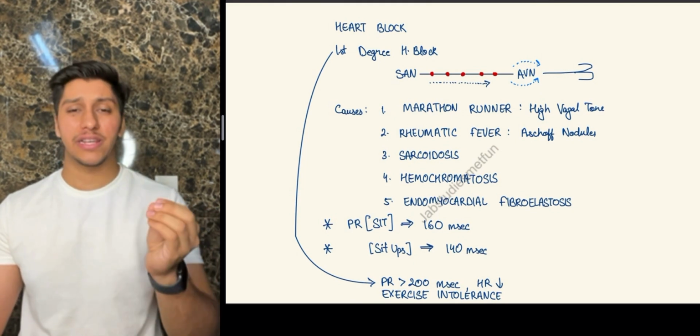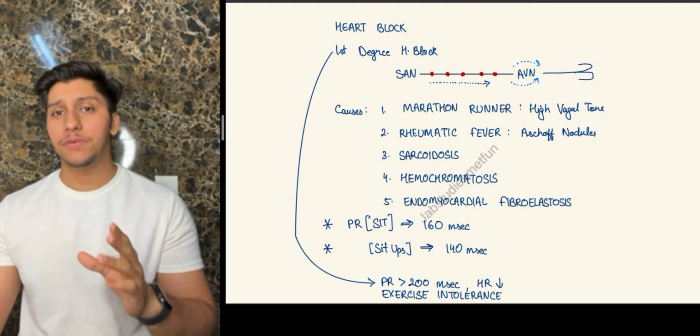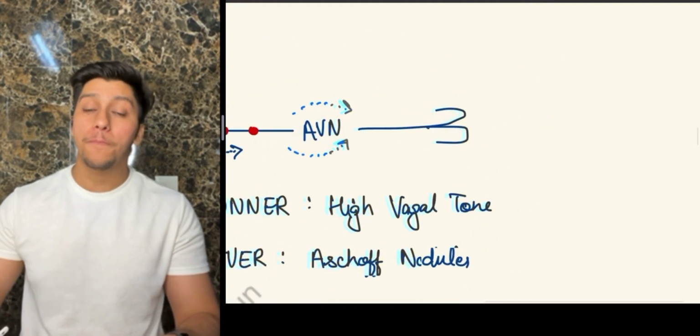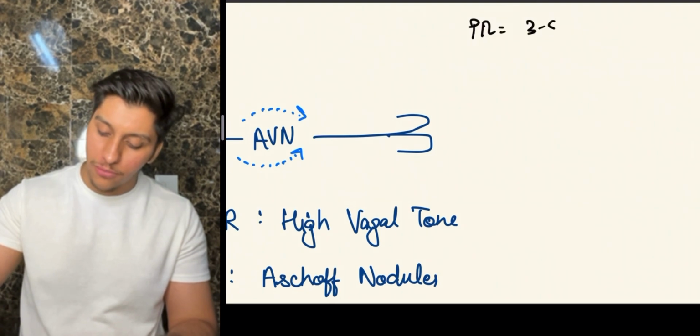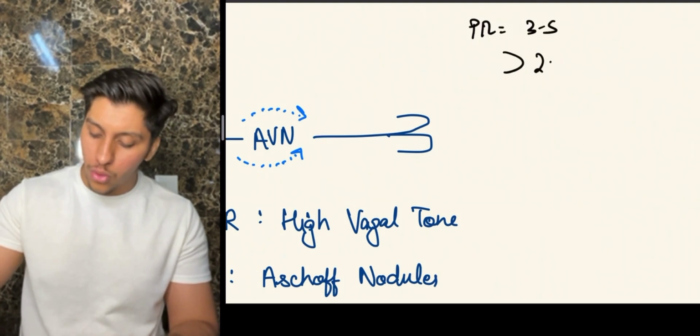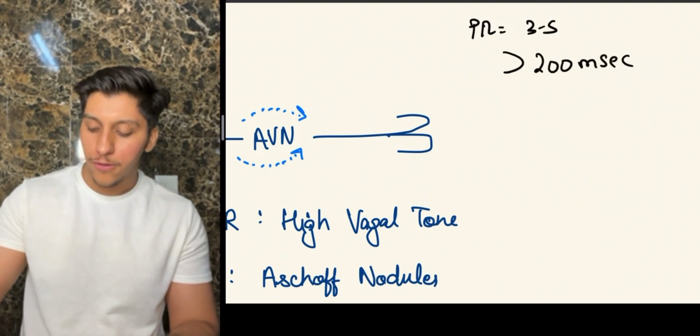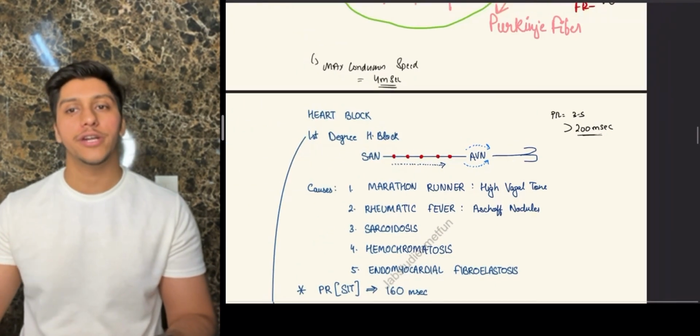Management is symptomatic management. What will be the definition, guys? You will have a prolonged PR interval. And what is the normal PR interval? Very good. PR interval is around 3 to 5 small boxes. So prolonged means more than 200 milliseconds. Okay, 40 into 5, that is more than 200 milliseconds.